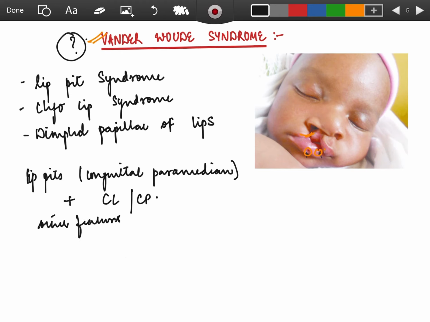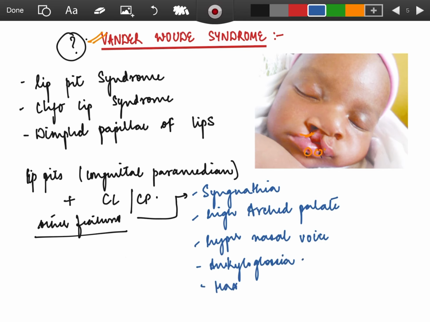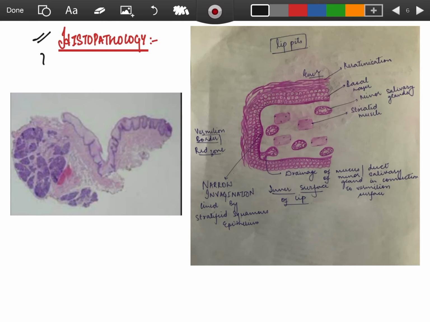Other components of van der Woude syndrome include, first, syngnathia, which means the fusion of jaws. High arched palate. There is hypernasal voice. Ankyloglossia, also called tongue tie, and maxillary hypodontia due to presence of cleft lip or cleft palate. Now, clinically we can also see that there is a discharge from the lip pit site. The reason for this discharge we will study in the histopathology.